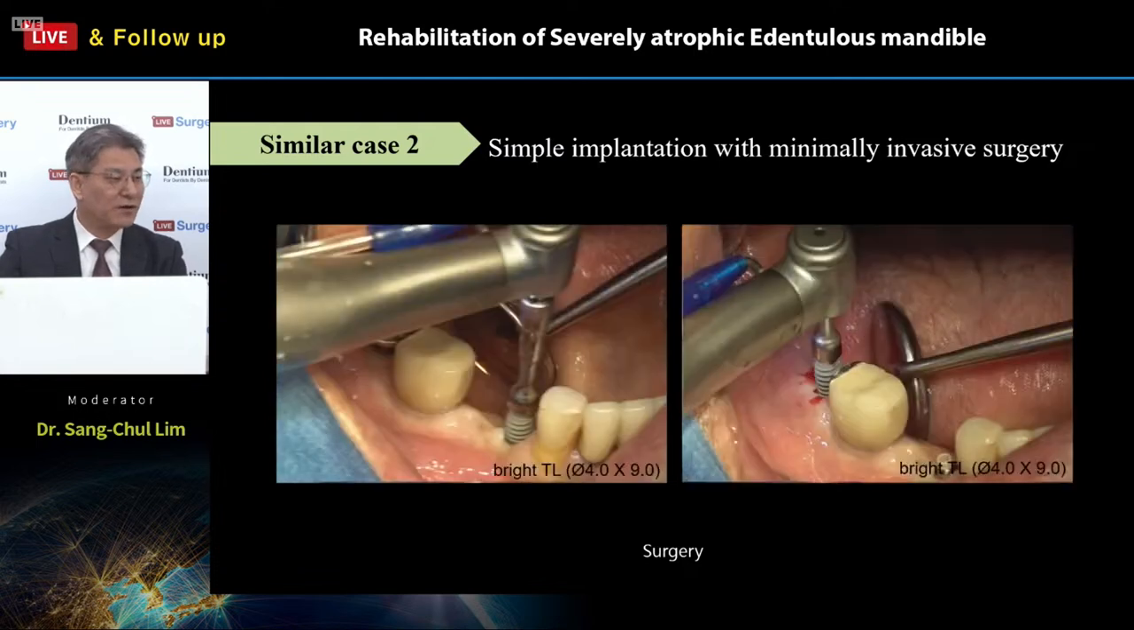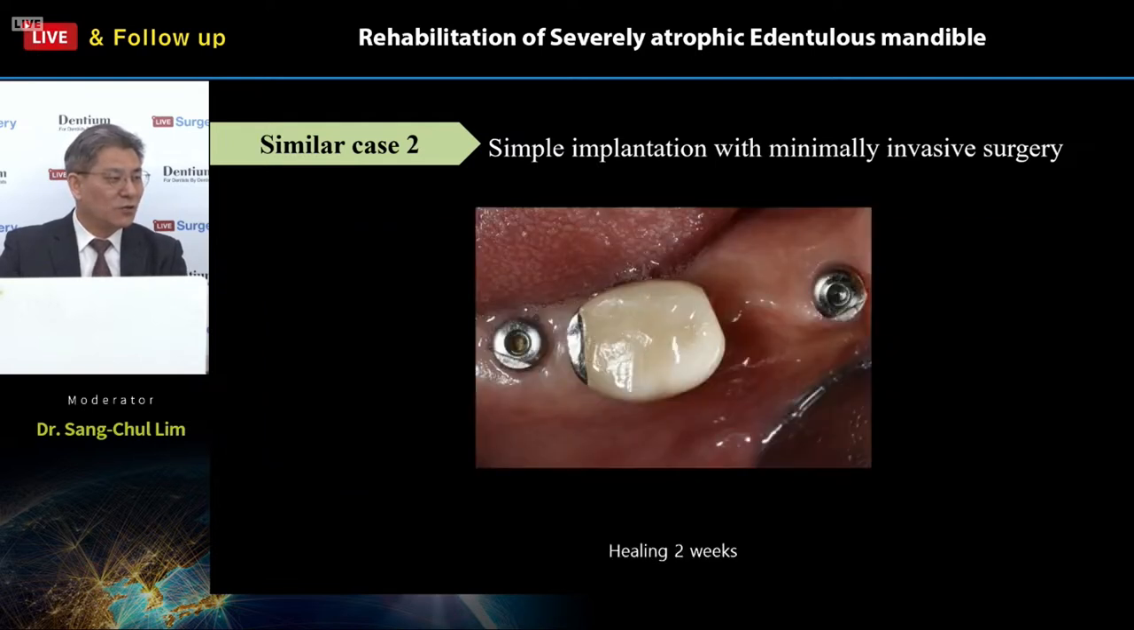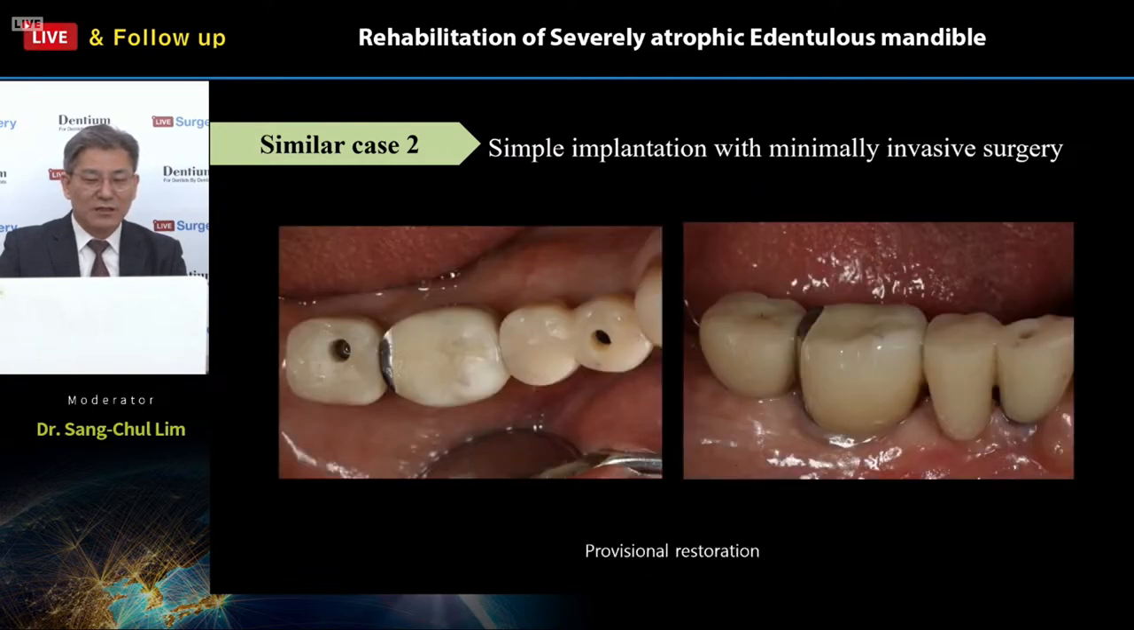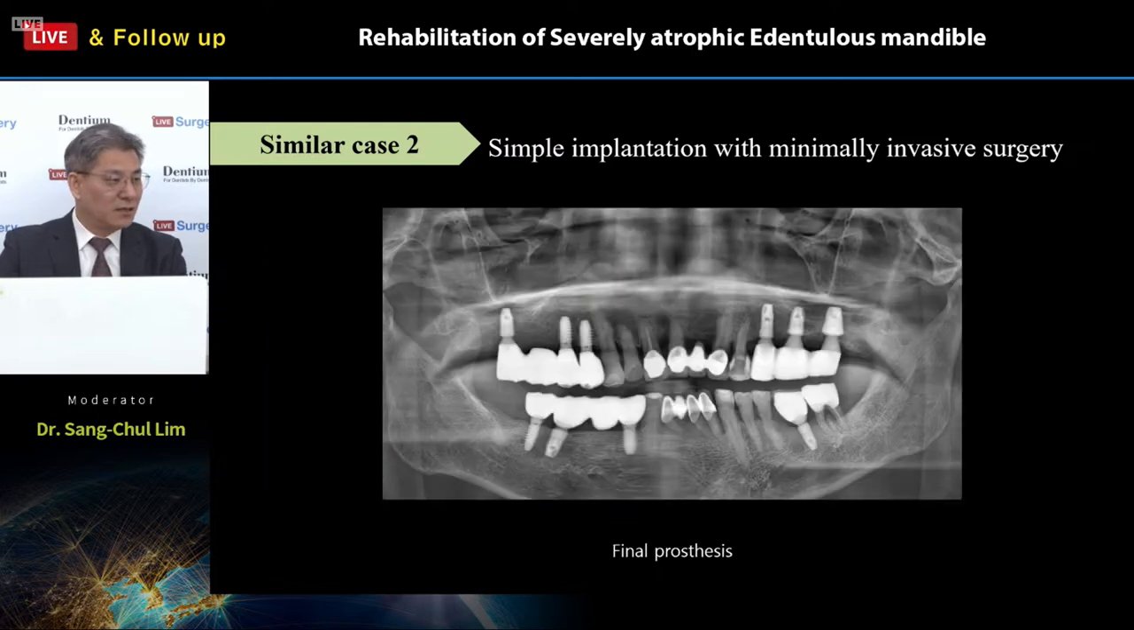Okay, checking the parallel, and the Bright tissue level 4.0, 9 millimeter is installed. Even though it is 4.0, it has almost the same strength as a 4.5 bone level, because of its own nature, shape, and style of connection. Okay, post-op like here. Healing 2 weeks, and the provisional restoration. Actually, if the insertion was good with a higher insertion torque, normally 2 weeks later, when you have the stitches out, we deliver this dual abutment or custom abutment with the PMMA for temporization. Okay, the final restoration like here after soft tissue healing. Okay, the final panoramic view.